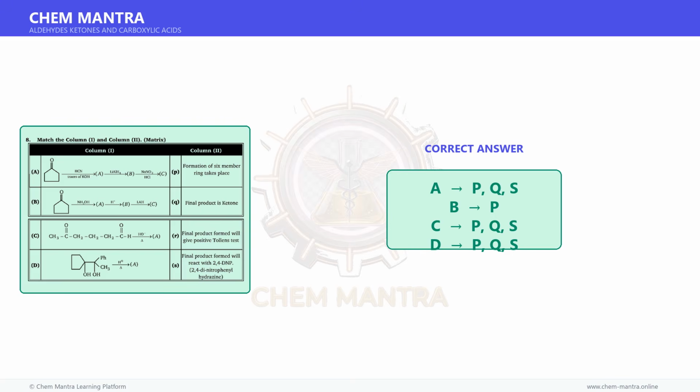Therefore, the correct matching is A matches P, Q, S; B matches P; C matches P, Q, S; D matches P, Q, S.